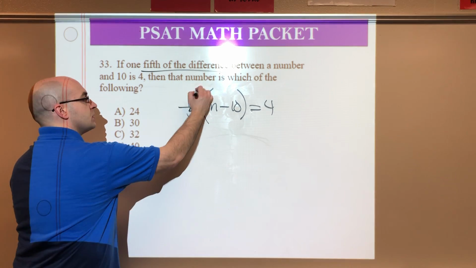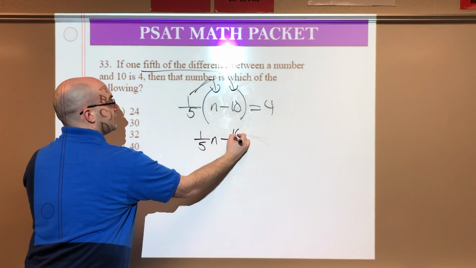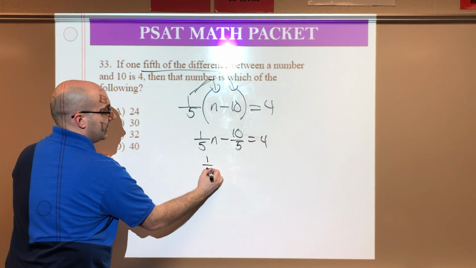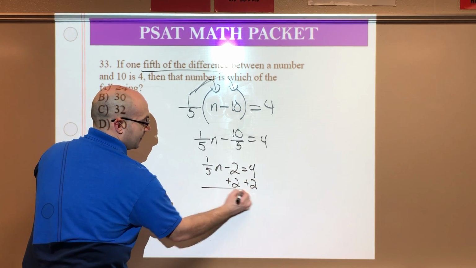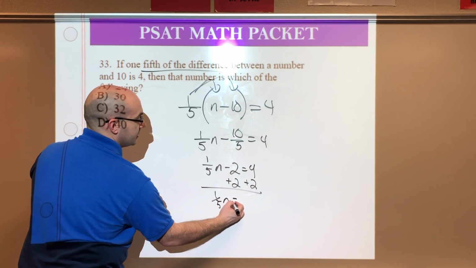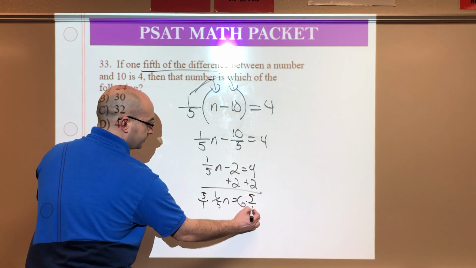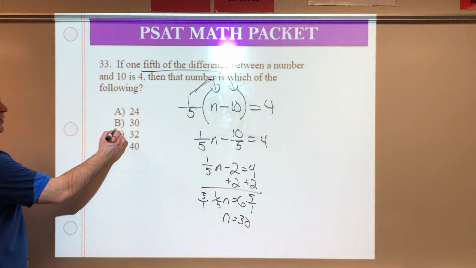So I'm going to distribute, and I'm going to solve. So 1/5 n minus 10 over 5 equals 4. 1/5 n minus 2 equals 4. Add 2 to both sides. 1/5 n equals 6. Multiply by the reciprocal on both sides, and I'm going to get n equals 30. So my answer is n equals 30.